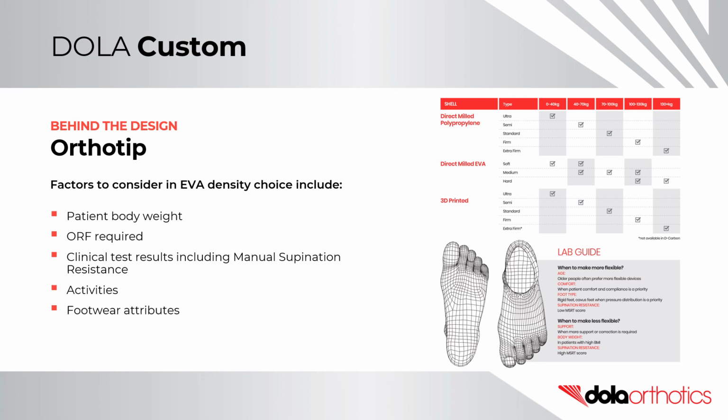Orthotip. Factors to consider in choosing your EVA density include the patient's body weight, the orthotic reaction force required, clinical test results including the manual supination resistance test, the planned activities, and the footwear attributes.